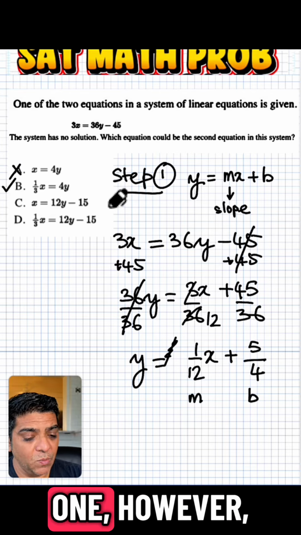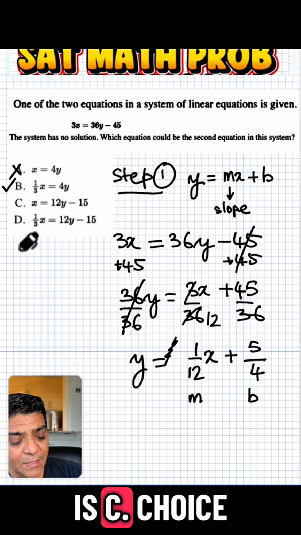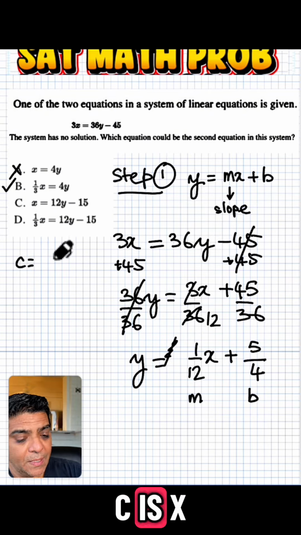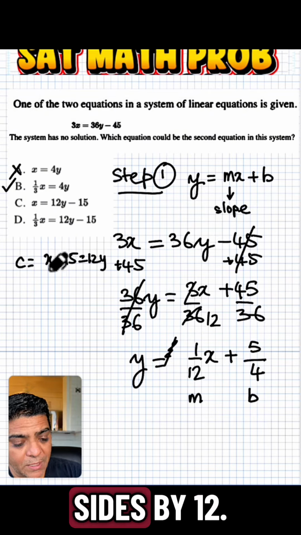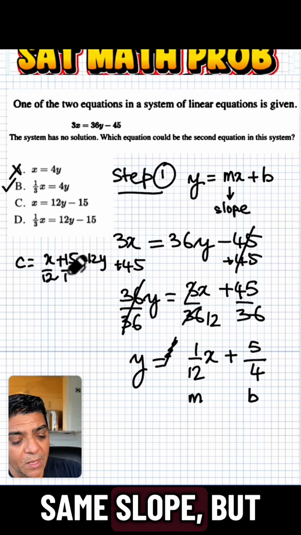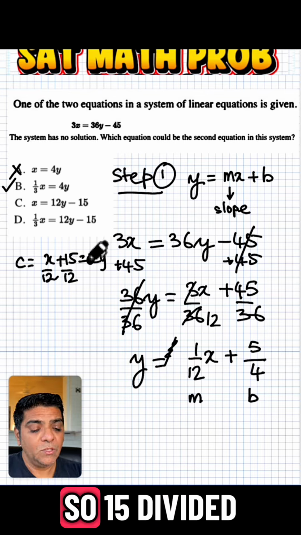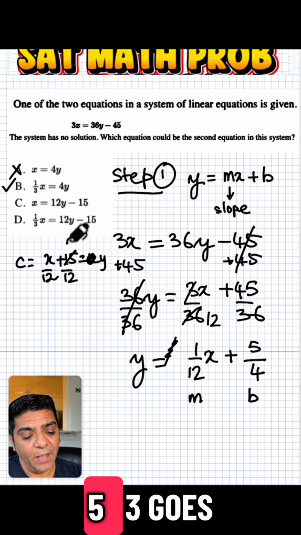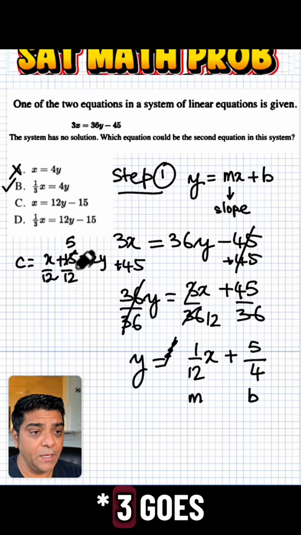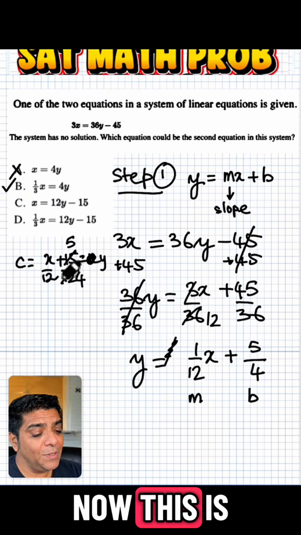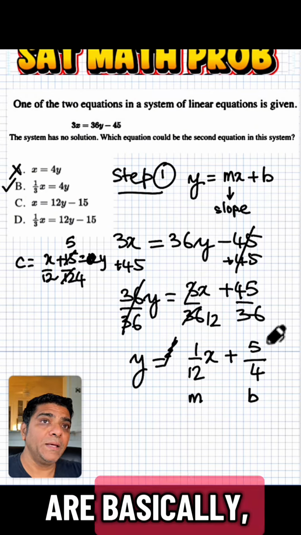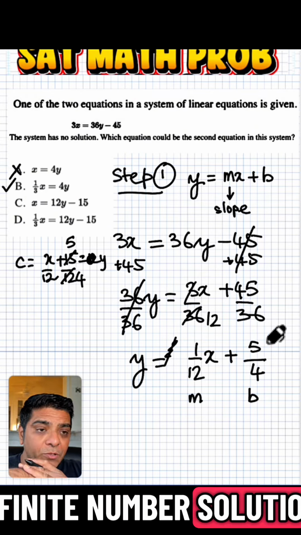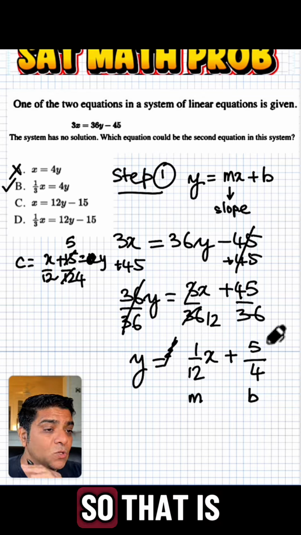The next one, however, is C. Choice C is x plus 15 equals 12y. So divide both sides by 12. So 1/12, again same slope, but 15 divided by 12. So 15 divided by 12 is how much? 3 goes into 15 5 times, 3 goes into 12 4 times. That's 5/4. Now this is exactly the same as what we have. So those are basically an infinite number of solutions. That means they're sitting on the same line. So that is not a right choice.